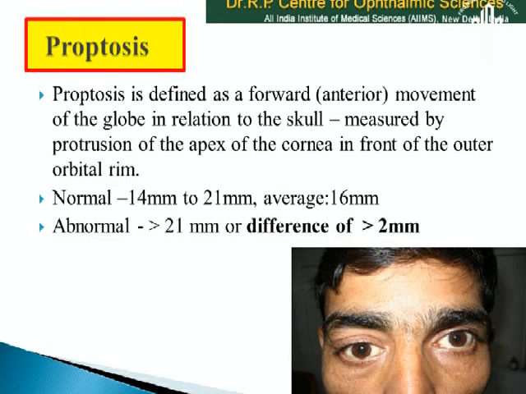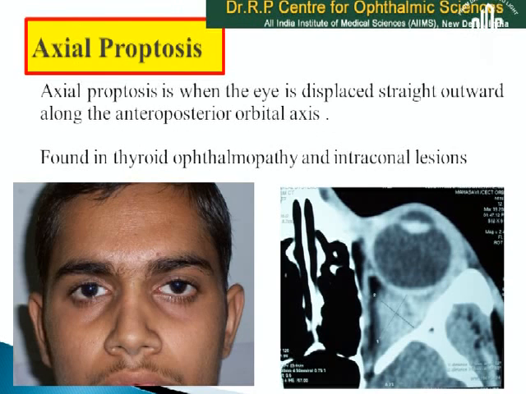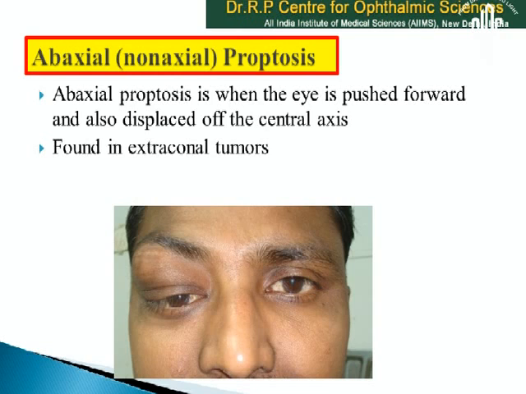If it is abnormal, that is greater than 20 millimeter, or the difference between the two eyes is greater than 2 millimeter, then it is considered as a proptosis, which can be axial proptosis when the eye is displaced straight outward along the anteroposterior orbital axis, especially seen in cases like thyroid ophthalmopathy or any lesion which is intraconal, like in this case. Or it could be abaxial when the eye is pushed forward and also displaced off the central axis. Some of the extraconal tumors like pleomorphic adenoma or adenoid cystic carcinoma will have this kind of a picture.